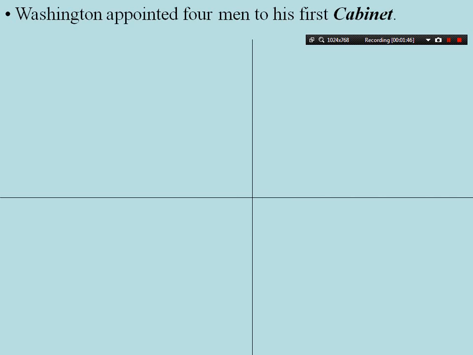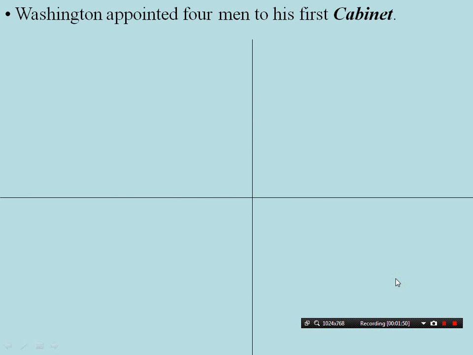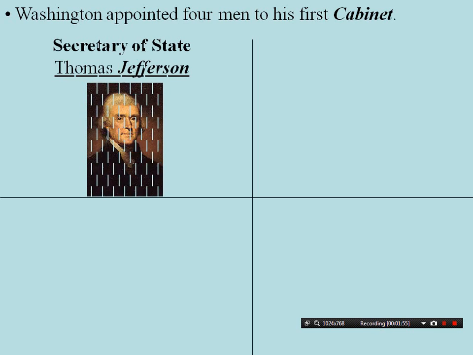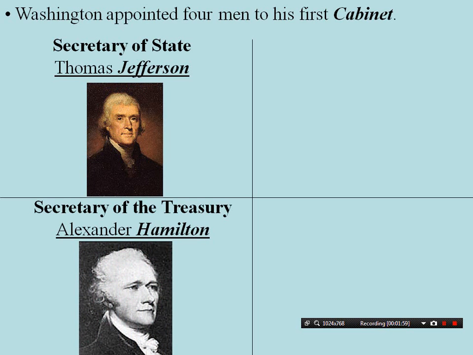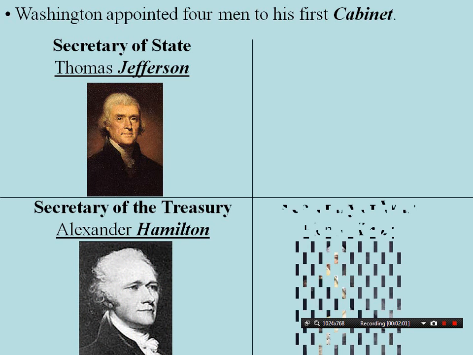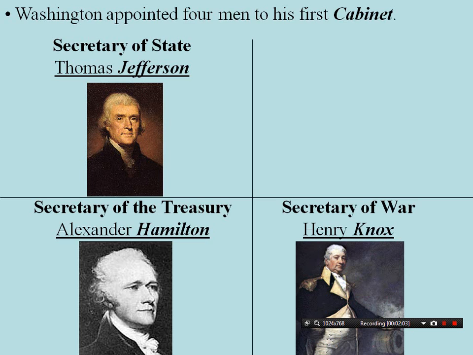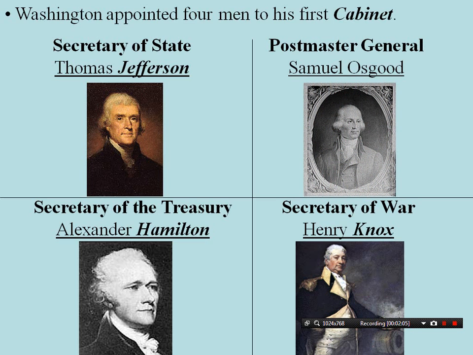Washington appointed 4 men to the first cabinet. Today they have 15 cabinet members. Back then they had 4. You had Secretary of State Thomas Jefferson, Secretary of the Treasury Alexander Hamilton, Secretary of War Henry Knox, and Postmaster General Samuel Osgood.